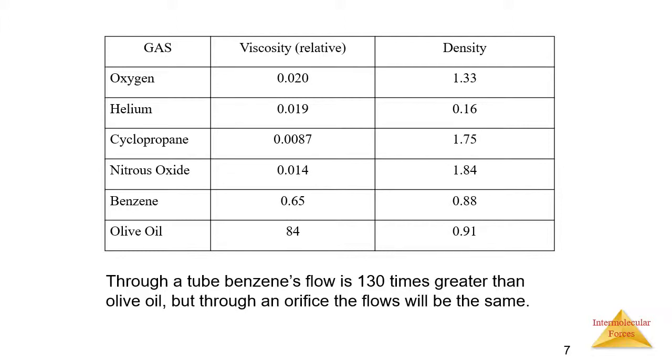As fluid approaches an orifice, the pressure is going to increase slightly, and then it's going to drop suddenly as the orifice is passed. As it comes out the other side of the orifice, the pressure is suddenly going to drop. So the coefficient of viscosity is just going to be a measurement for that. Through a tube, for instance, benzene's flow is going to be 130 times greater than olive oil, but through an orifice, the flow will remain the same.